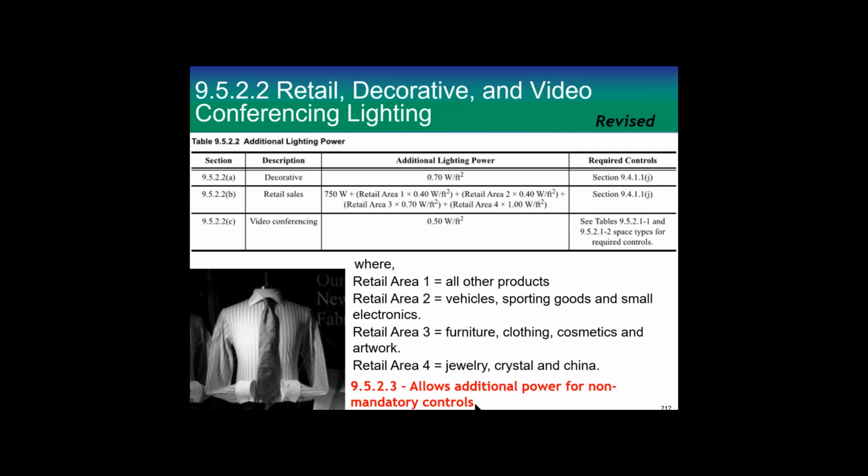9.5.2 allows additional power for non-mandatory controls. So that's just another place you can get some extra power. There's a little bit of a table that shows you, but if you want to put in something that's not a required control, but that'll save energy by reducing the time that the lighting is on, then you do that, and it'll tell you that you can get a little extra wattage to use for reducing the amount of time it's running.